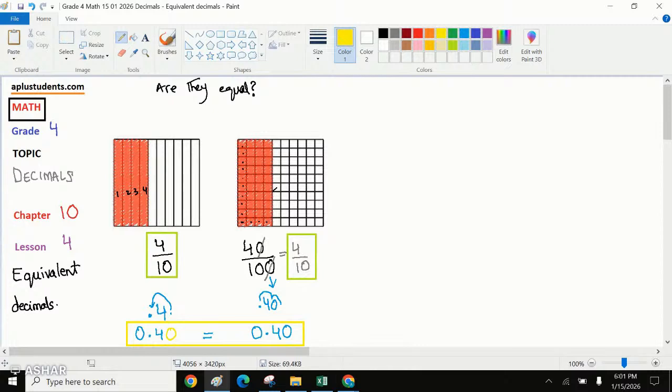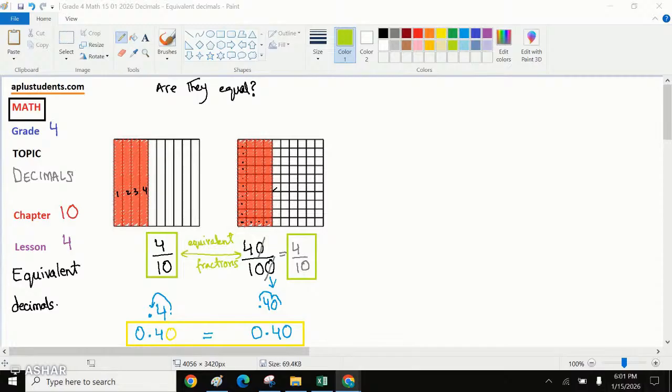So yes, they are equal. That means they are equivalent decimals. And these two values were equivalent fractions. So what we are trying to study today is equivalent decimals, decimal numbers that are equal. Thank you, everybody.